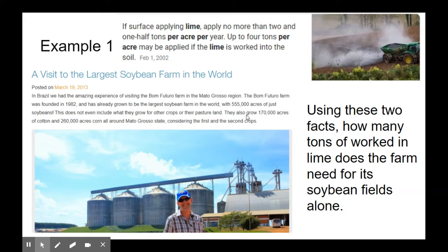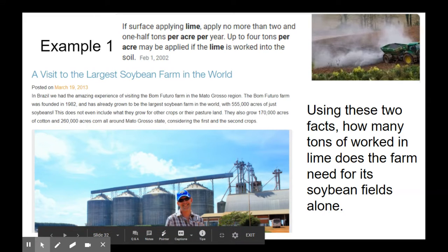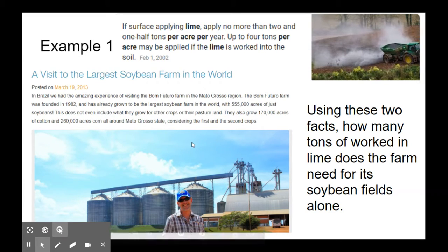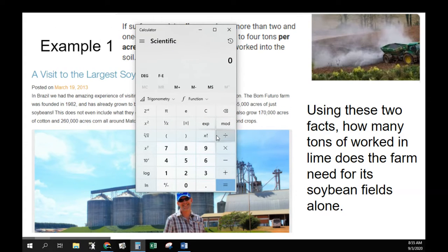Using these two facts, how many tons of worked-in lime does the farm need for its soybean fields? In this situation, I'm going to bring the calculator over. Essentially, we have tons per acre. So I'm repeatedly adding lime. I'm adding 4 tons of lime every time I move to the next acre. Next acre, add another 4 tons of lime. It's repeated addition. I'm taking 4 tons of lime and repeatedly adding it 155,000 times.